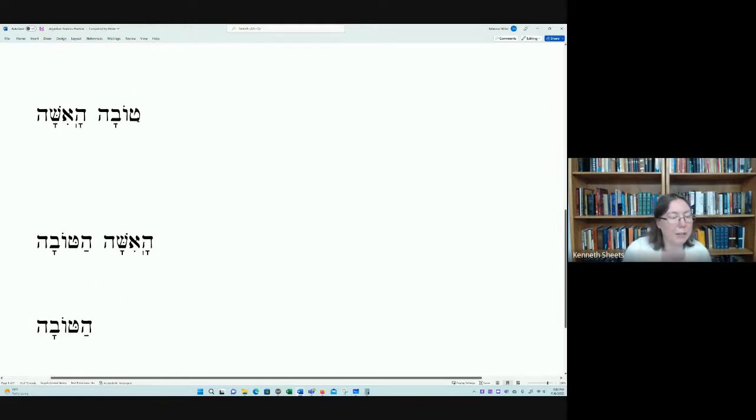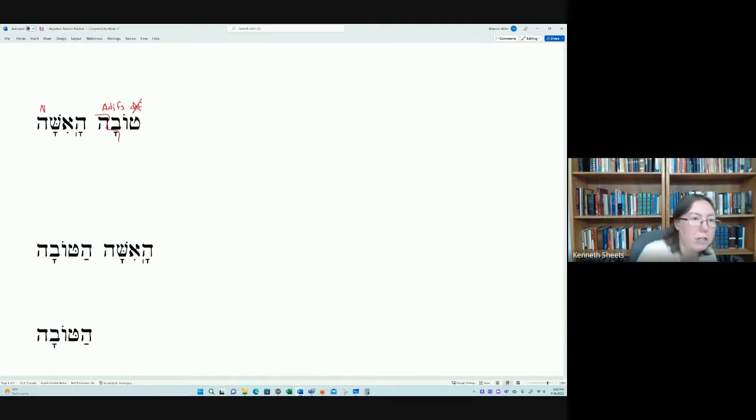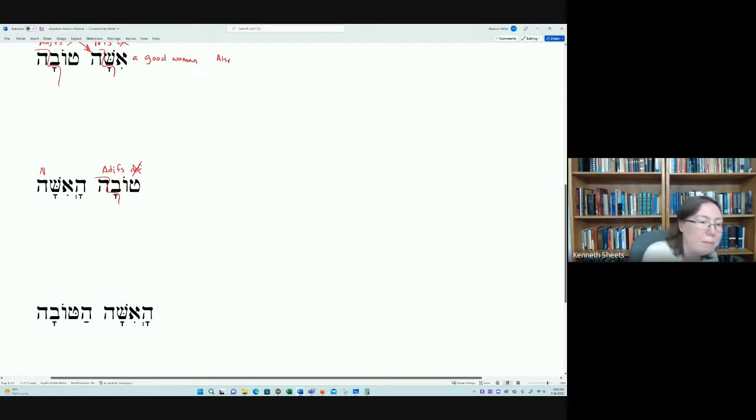Now, notice this. Tova ha isha. So tova, that's going to be the same adjective that we've seen, but it has the a ending here, which tells me it's going to be feminine singular, and it is not definite. No article. But I come over here to ha isha. That's the noun, isha, that we saw up above for woman. But it has the ha on the front of it.